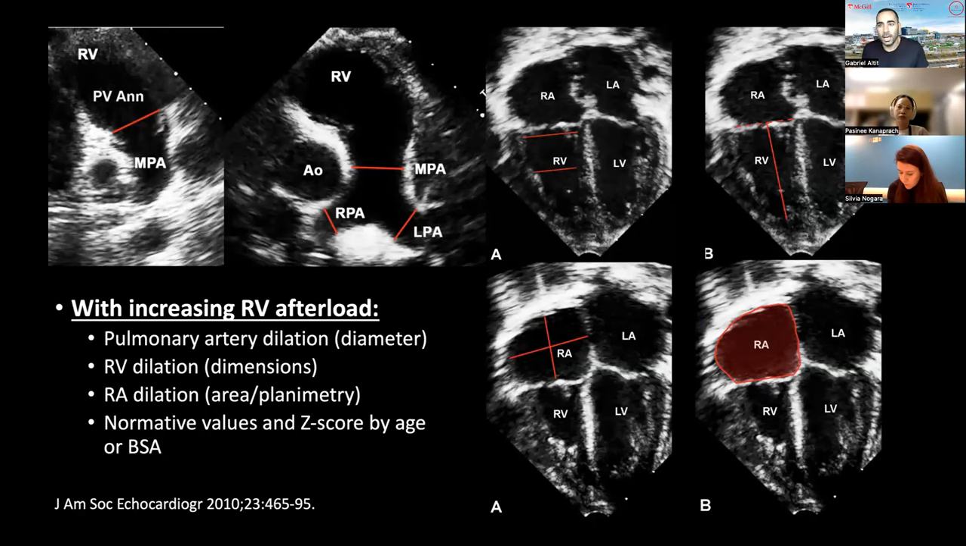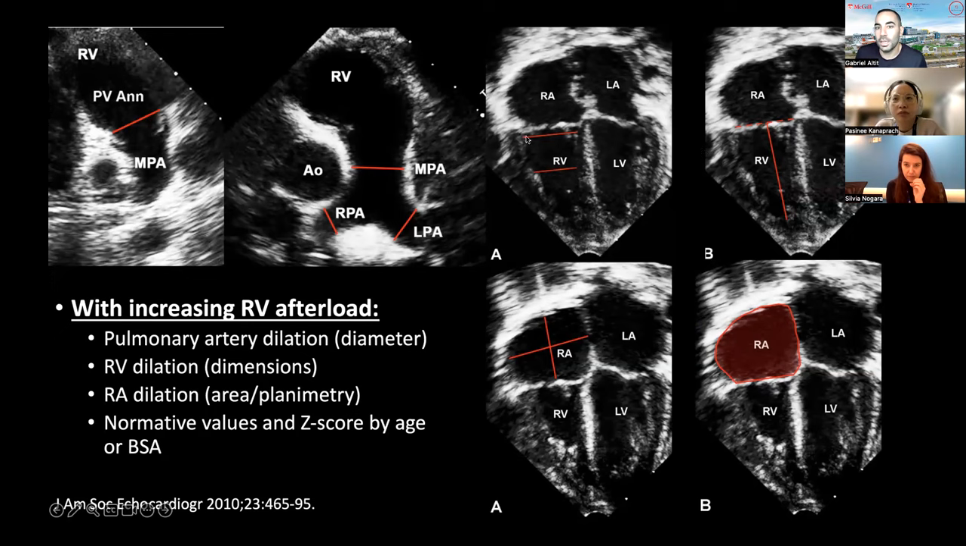The ASC also provides some guidance about how to measure structures on the right side. So this is how to do diameters. To measure the diameter of the RV, you have to be when the RV is completely filled. So that's the peak of diastole of the RV, and it's when the valve is closed. You remember how the tricuspid valve is when the valve is open? Here, that's when the valve is closed. So be careful when you're doing these measurements.